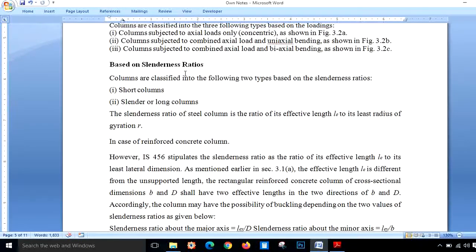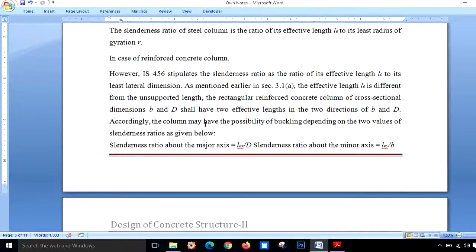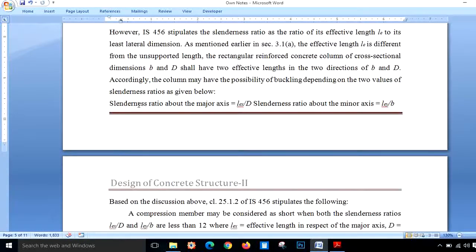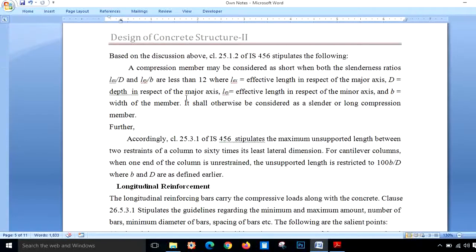Next, based on the slenderness ratio, column is divided as short column or long column. A column is said to be short when the slenderness ratio about major axis, that is LEX divided by D, and the slenderness ratio about minor axis, that is LEY divided by B, are both less than 12. Then only the column is called as short column. So till here we have studied in the previous session.